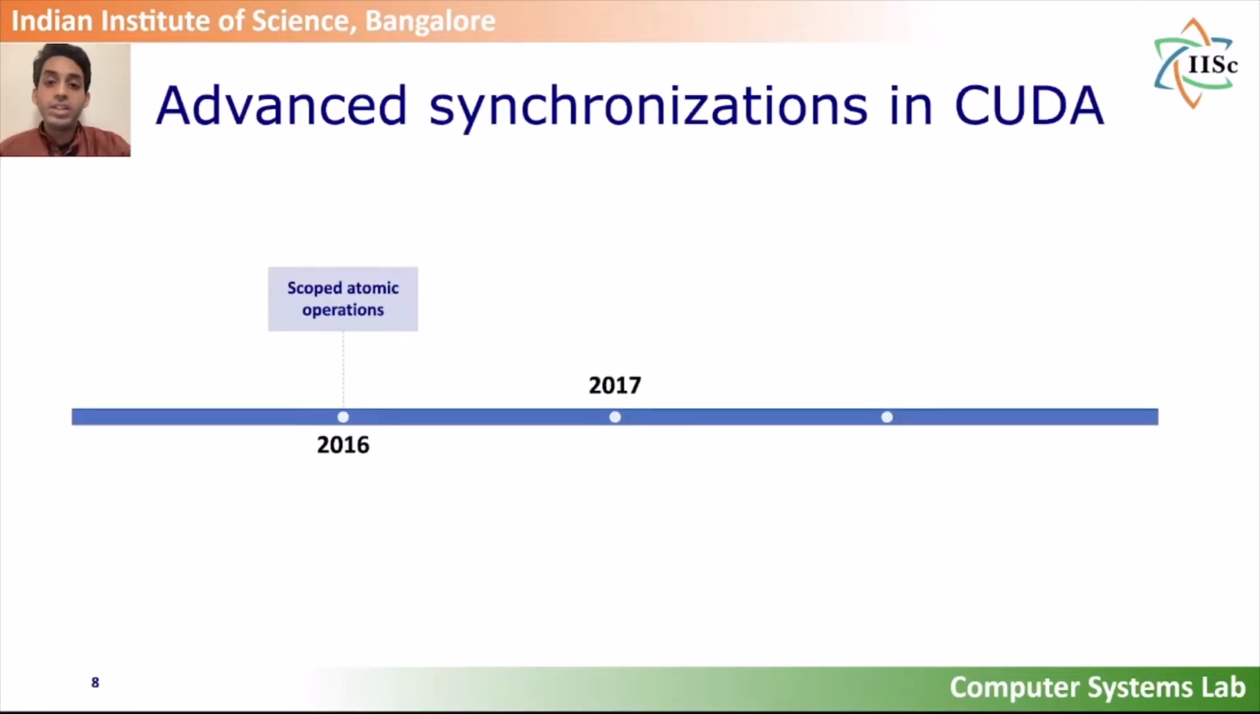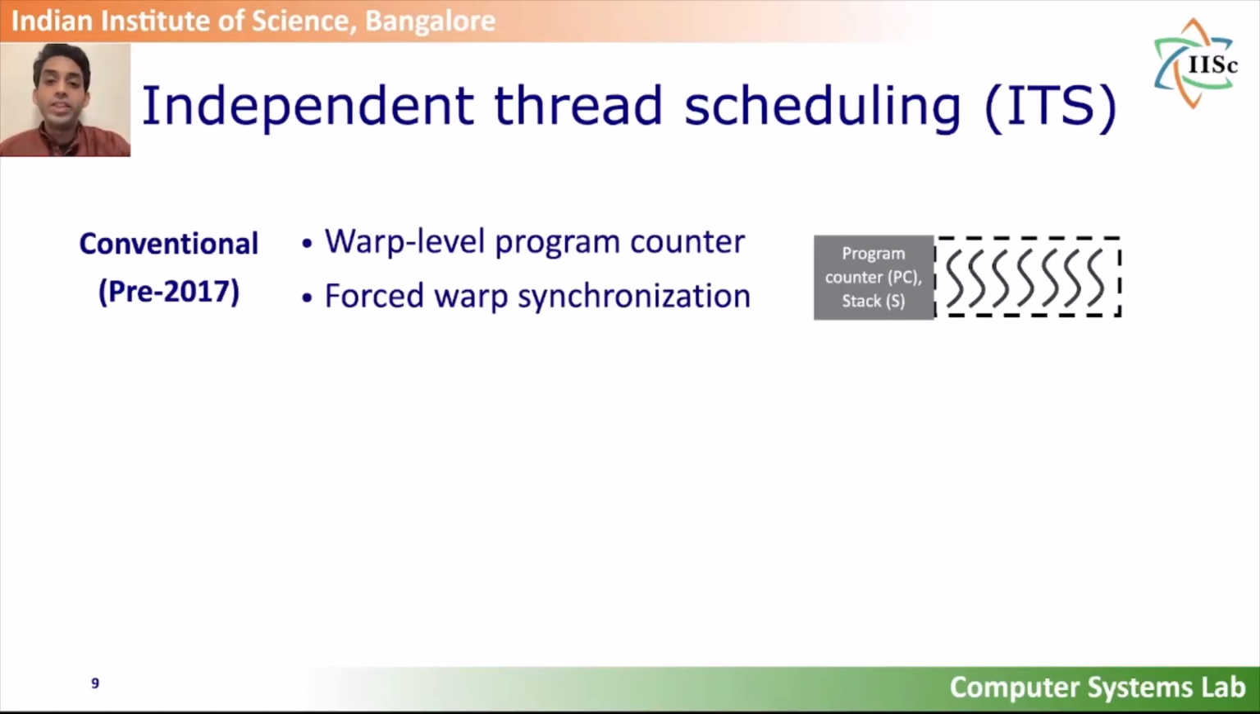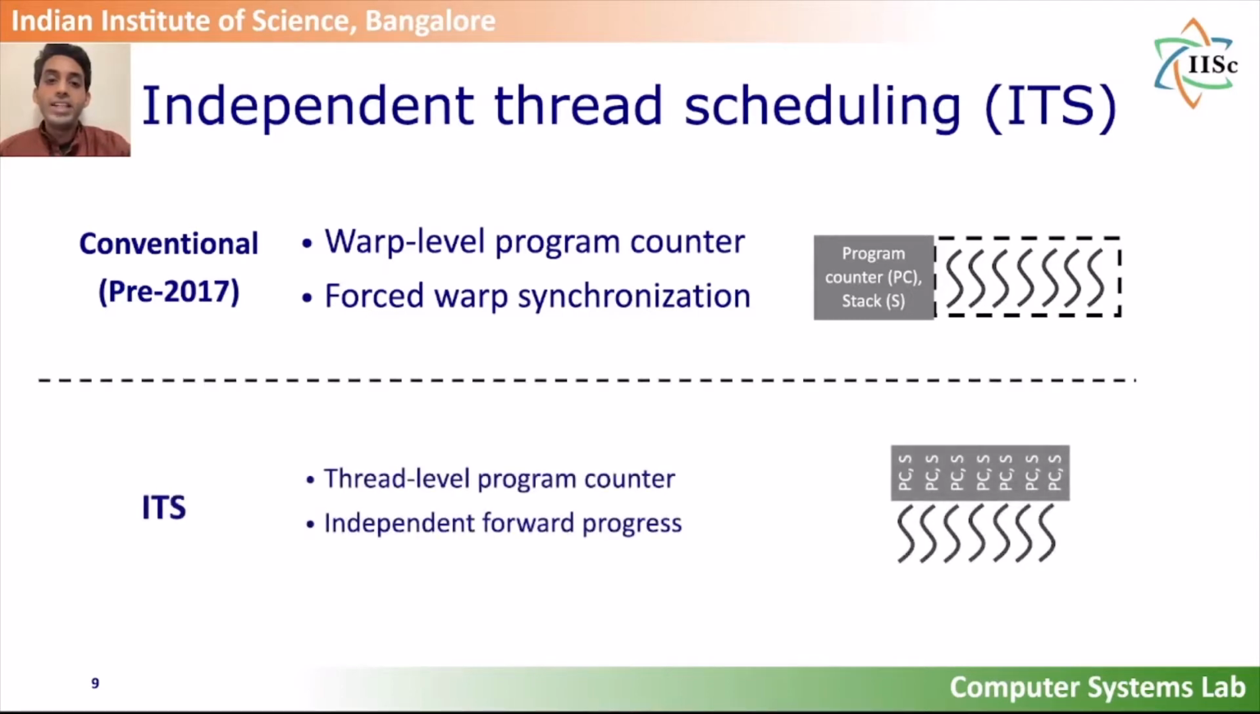The next advancement in synchronization that we look at is independent thread scheduling. Conventionally, threads within a warp executed in lockstep, with implicit synchronization after every instruction. With ITS, threads now execute independently, removing this implicit synchronization.